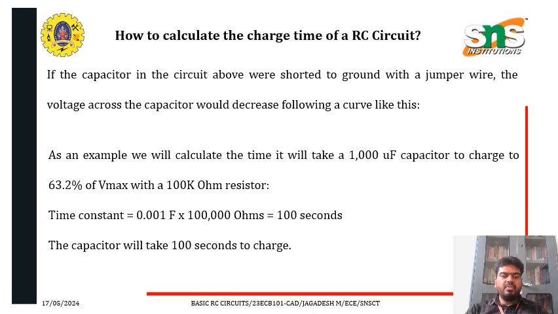As an example, we will calculate the time it will take a 1000 microfarad capacitor to charge to 63.2 percent of maximum with a 100 kilo ohm resistor. The time constant is 1000 microfarad, which we convert into 0.01 farad... times 100 kilo ohms, which is equal to 100 seconds. That means the capacitor will take 100 seconds to charge. So this is called the time constant.